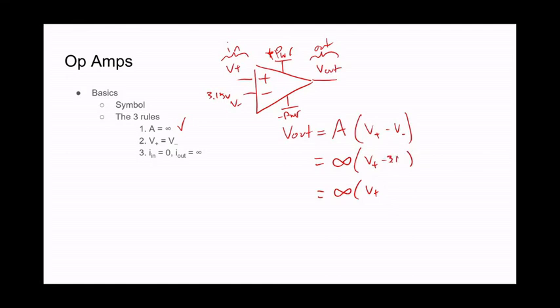We'd have a minus 3.15 volts here. So if V positive is exactly 3.5 or 3.15 volts, then V out equals 0. If V positive is less than 3.5, then V out would be equal to the negative power rail. And if it's greater than 3.5, V out would equal our positive power rail.